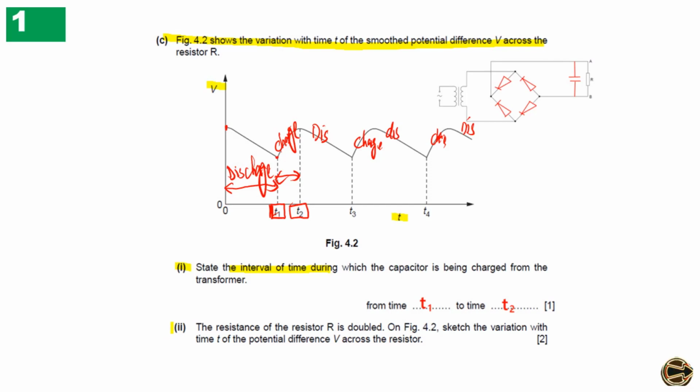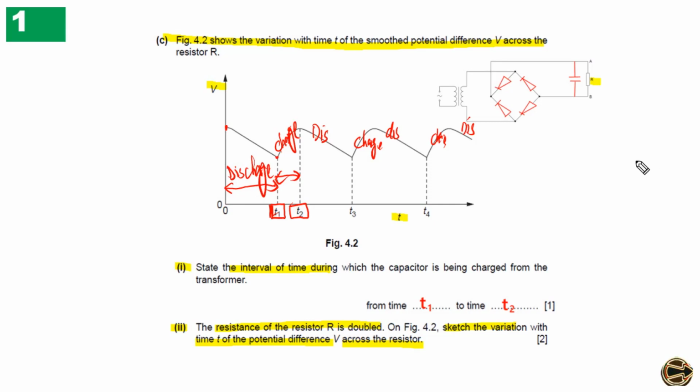Let's move on to C2 now. For C2, the resistance of the resistor is doubled, meaning we increase the resistance of this resistor. Now we need to sketch the variation with time t of the potential difference V across the resistor, meaning how the potential difference across the resistor will change if we increase its resistance.